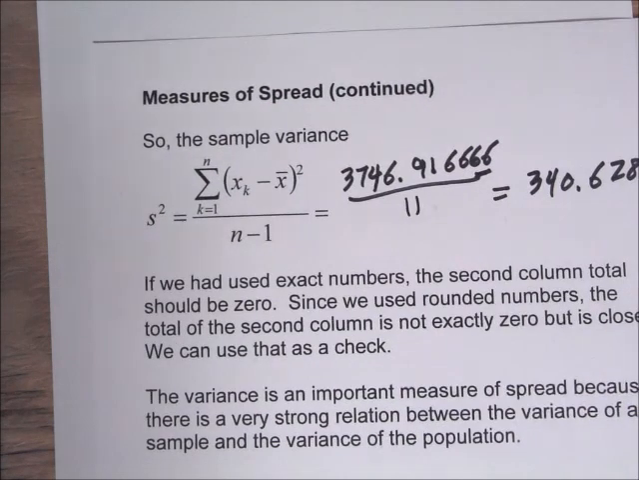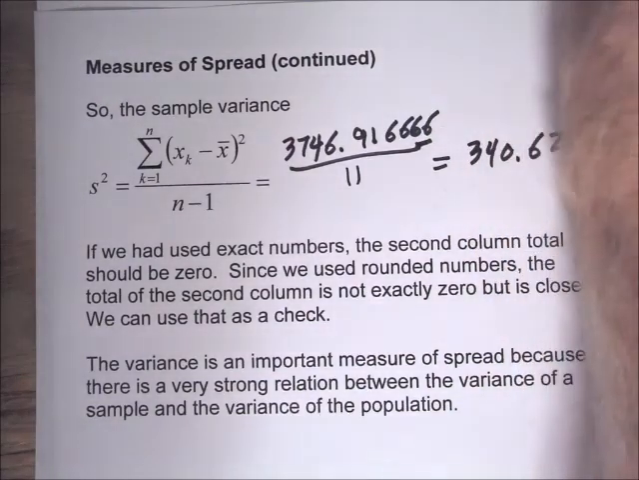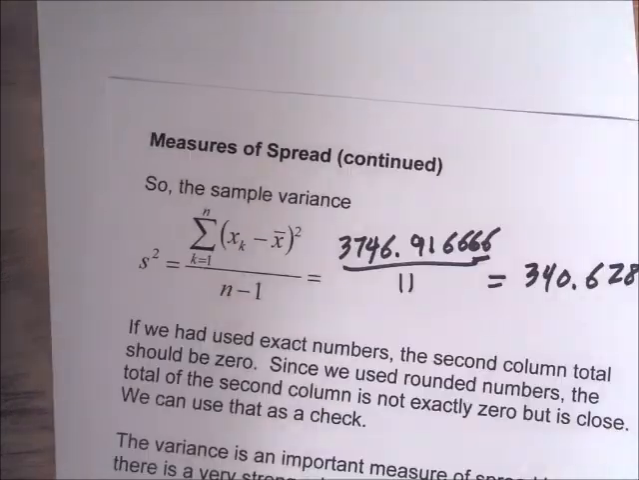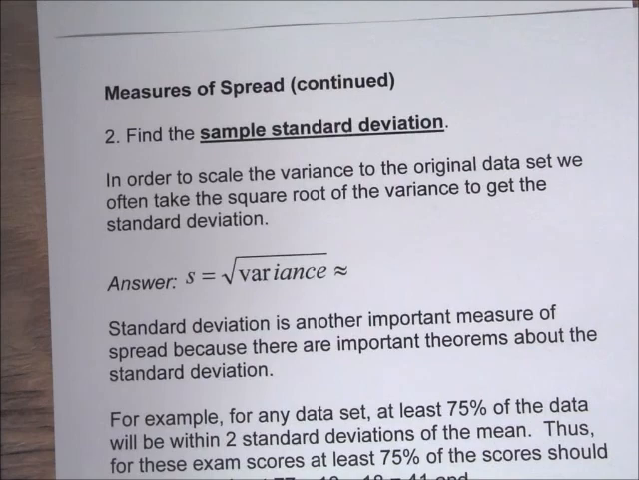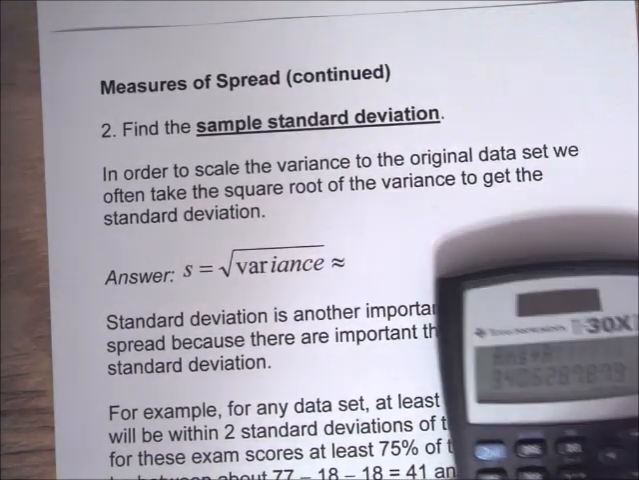The variance is an important measure of spread because there's a very strong relationship between the variance of a sample and the variance of a population. So it's more work than computing the range or the interquartile range, but it's worth the effort because it's such an important measure of spread. And then related to the variance is the standard deviation. If we take the square root of the variance, we'll get the standard deviation.